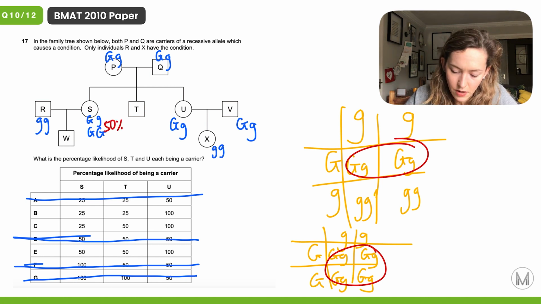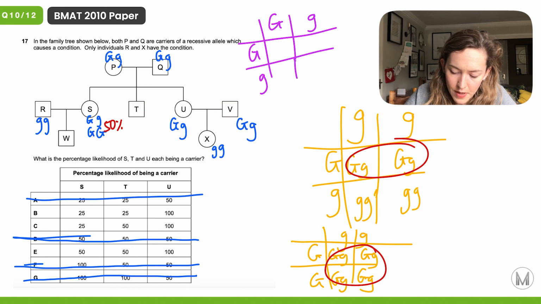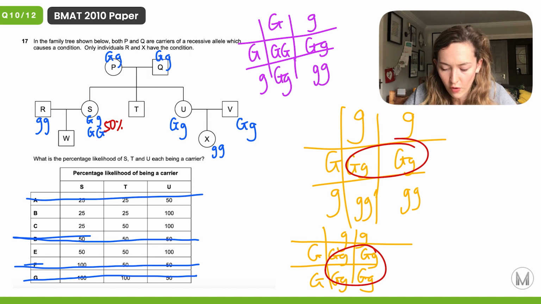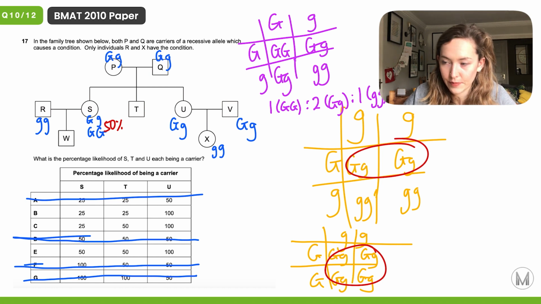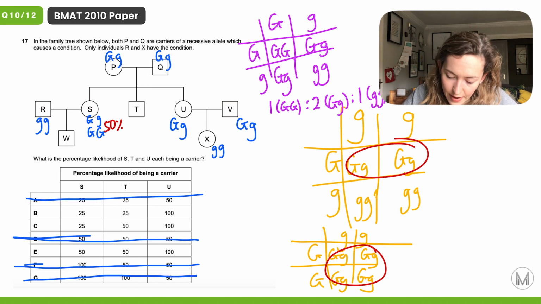If I just jump back to the start a minute and quickly cross P and Q, I can get some really useful ratios that we're searching for. So if I cross P and Q, I've got a homozygous dominant, I've got the option of 2 heterozygous, and I've got the option of one of our offspring being affected. So I can say that my ratio is 1 GG, 2 heterozygous, and 1 homozygous recessive. So we have found one of our guarantees.